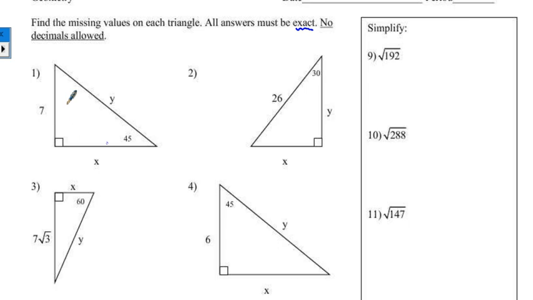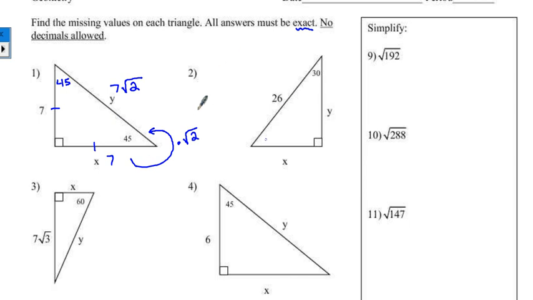In this case, this is a 45, 45, 90 triangle. That means the two legs will be the same distance. That means the x will also be 7. To find the length of the hypotenuse in a 45, 45, 90, you are going to take and multiply, because you're getting bigger, by the radical 2. That's just going to be written 7 square roots of 2.